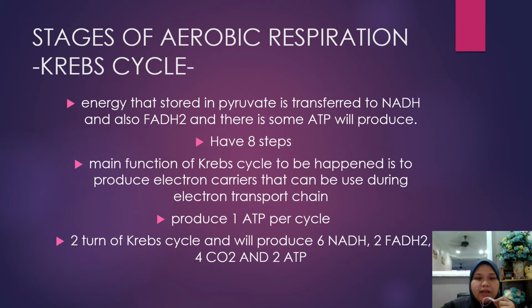Next, we go to the Krebs cycle, which involves 8 steps. Energy stored in pyruvate is transferred to NADH and FADH2, and some ATP will be produced along that process. The main function of the Krebs cycle is to produce electron carriers that can be used during the electron transport chain. It produces 1 ATP per cycle, which means that if we need 2 ATP, we need to do 2 cycles. Two cycles of the Krebs cycle will produce 6 NADH, 2 FADH2, 4 CO2, and 2 ATP.